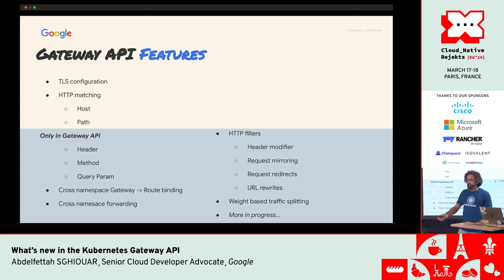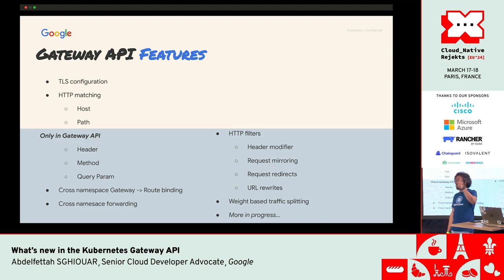You can do TLS configuration. You can do HTTP matching based on patterns or hosts. But there is actually a bunch of things. So the top features are features that already existed in Ingress. So these are not new. But there were some things that were added that were specific to the Gateway API. For example, header, method or query parameter based traffic splitting. You can only do that with the Gateway API. If you are doing it with Ingress, you will have to implement specific annotations for that specific Ingress you are using. It can do cross-namespace route binding.